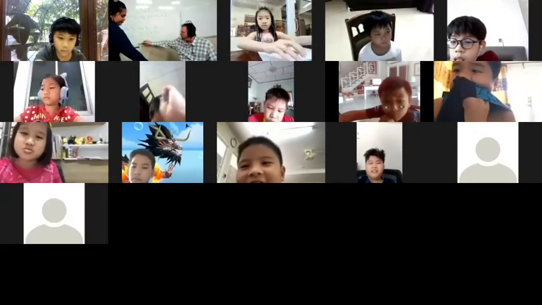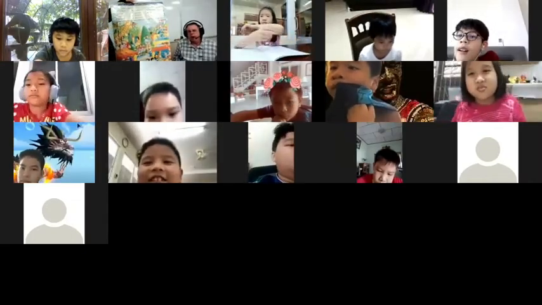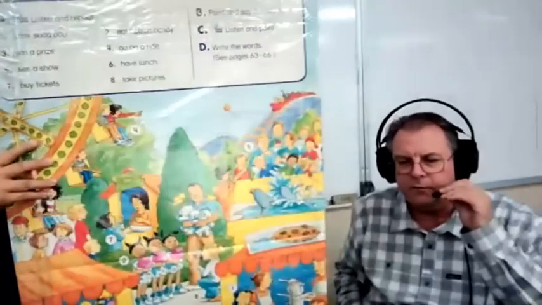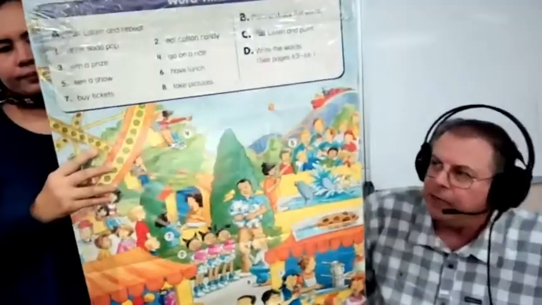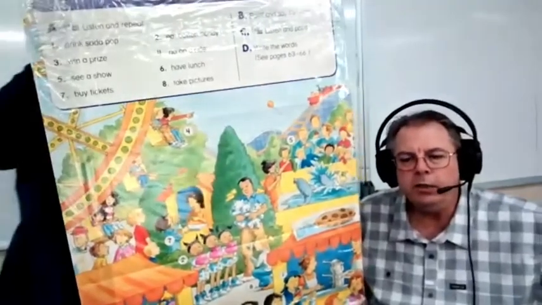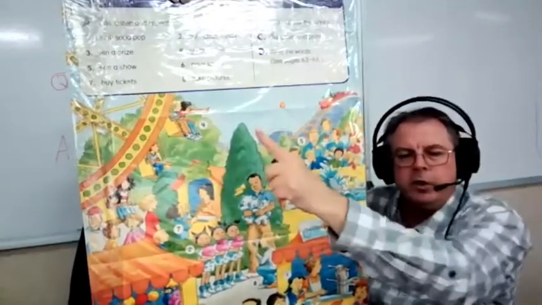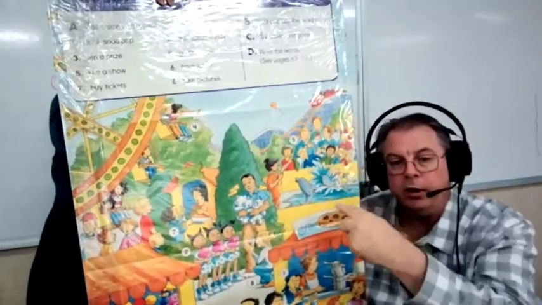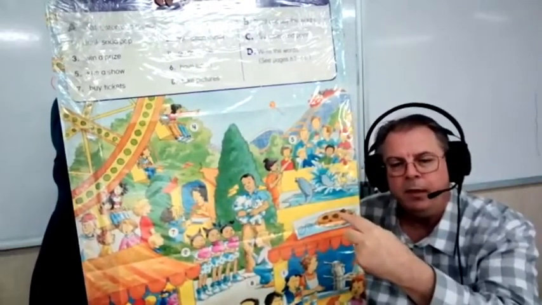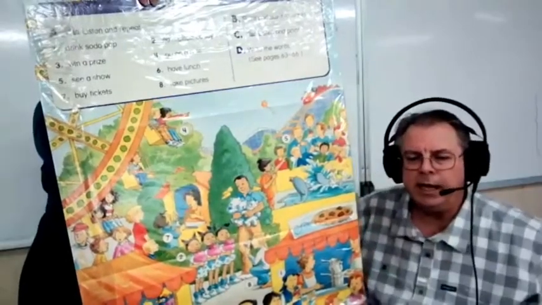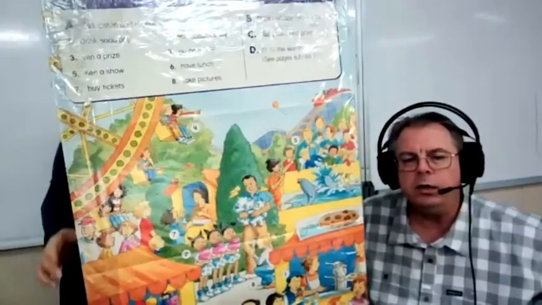Let's take a look at our wall chart here. We have some new words we call verb phrases, because it's more than one word. It's several words strung together, like in number one, drink soda pop. The first word in every one of these is the verb, the action word. The verb is doing something to another thing, a noun. That's why we call them verb phrases. So number one says drink soda pop.